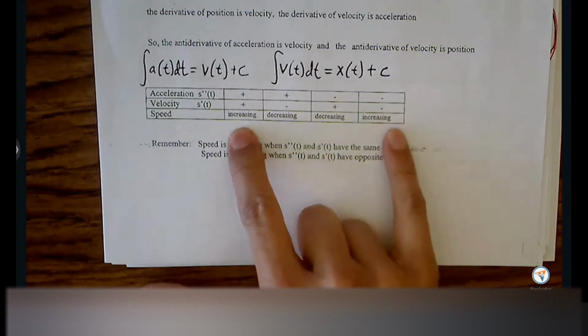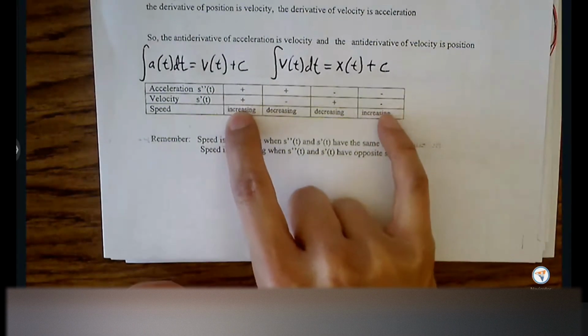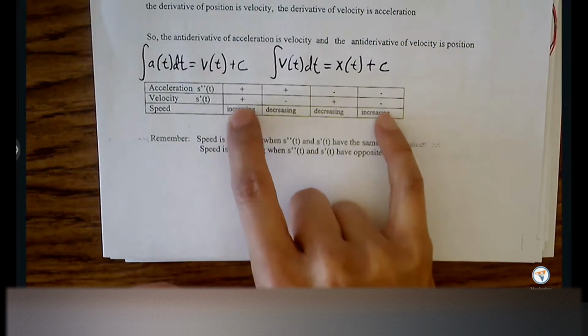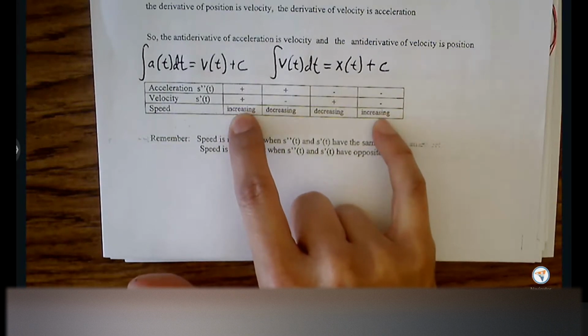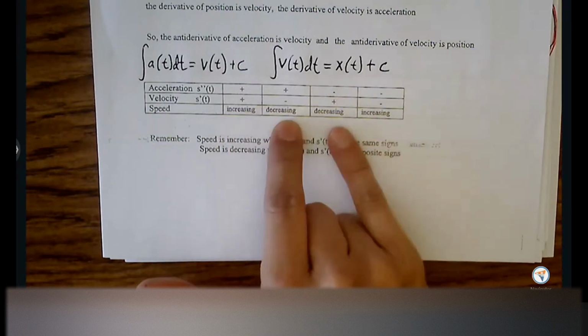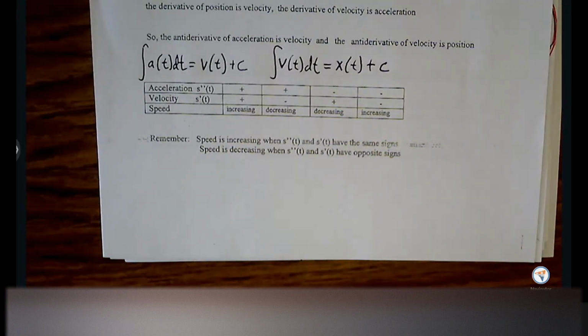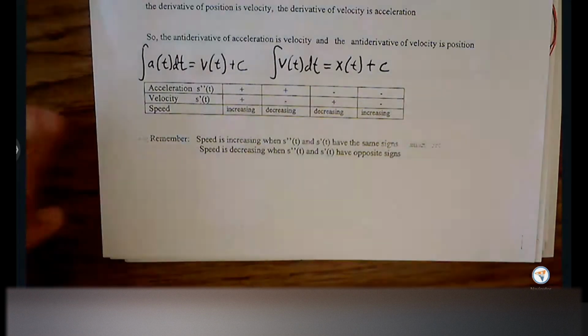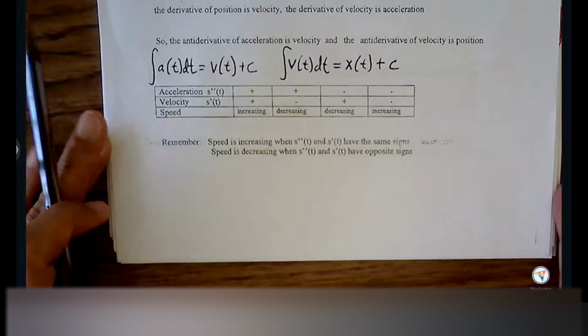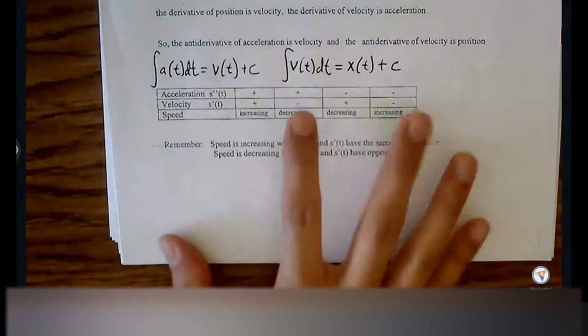So here's an example there, right? Acceleration and velocity have the same signs, either both positive or both negative. We are expecting increasing speed. If one is positive and the other is negative, then decreasing speed. Okay. Good so far? Okay.